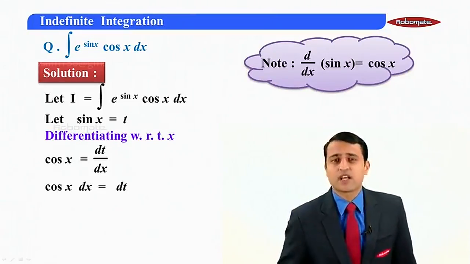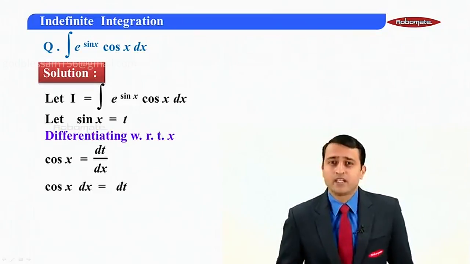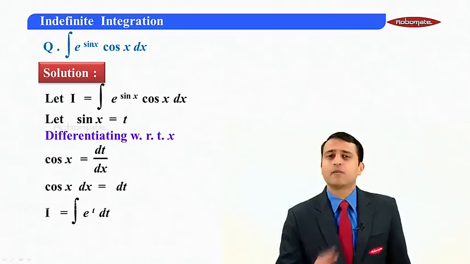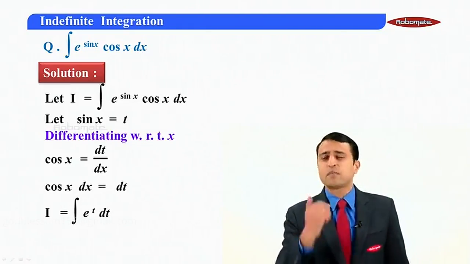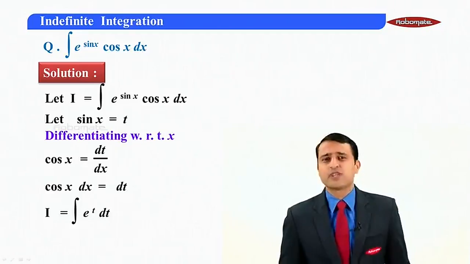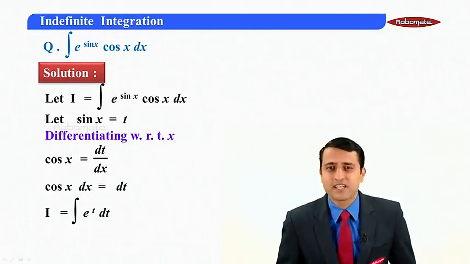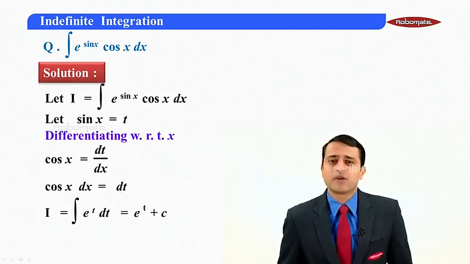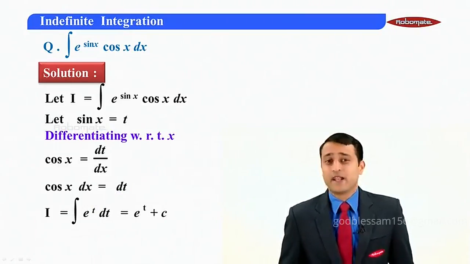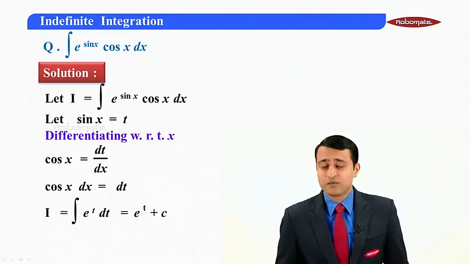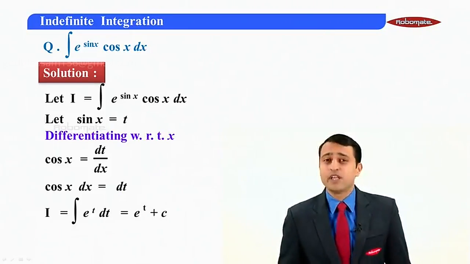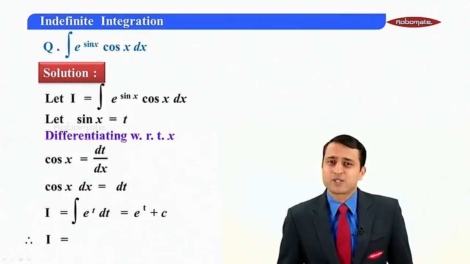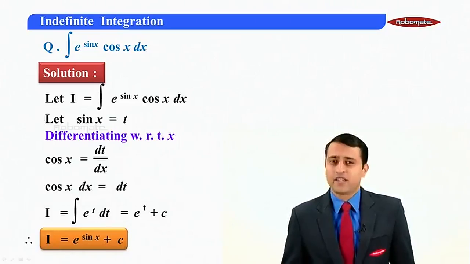What changes will occur in the integral? We will get integral of e raised to t, and with that it will be only a dt. That's a very simple function, integral of e raised to t dt. Anybody's guess, integral e raised to x is e raised to x plus c. So here we can write it is equal to e raised to t plus c. Now again students, the answer has to be in terms of x, so we will resubstitute t, which is nothing but sin x. So here we can write the answer as e raised to sin x plus c.